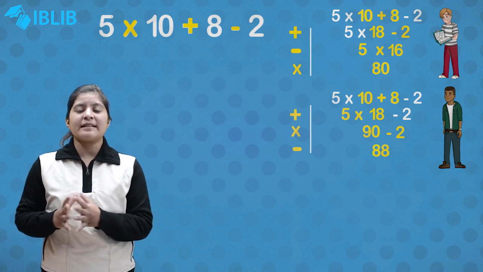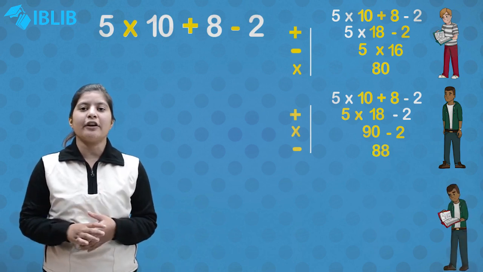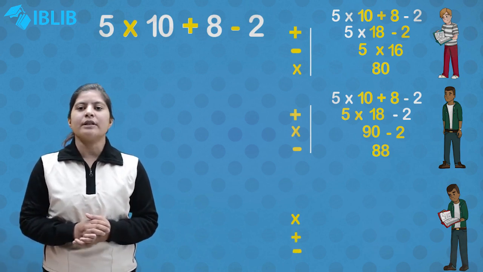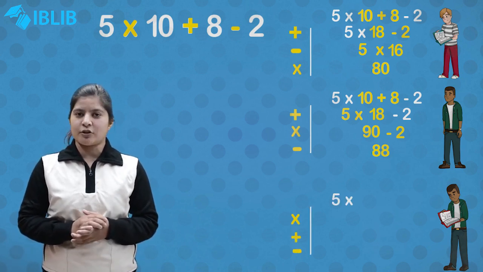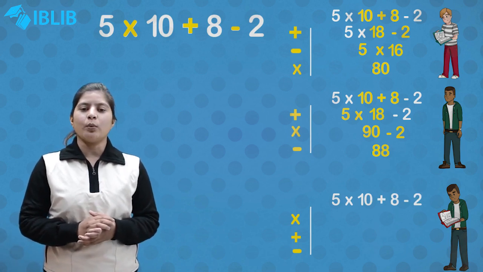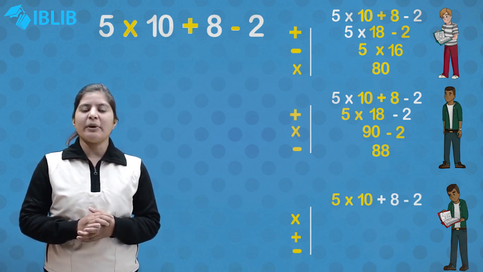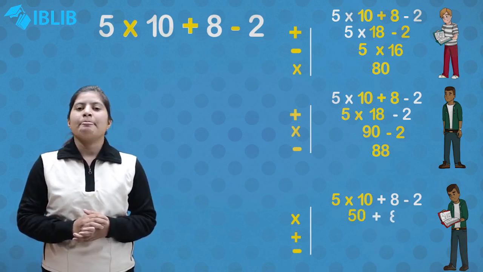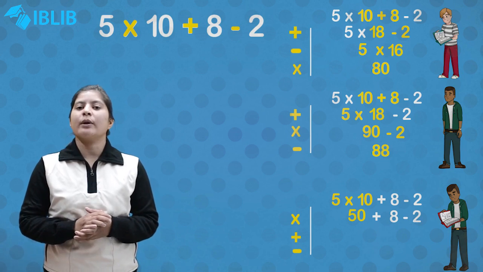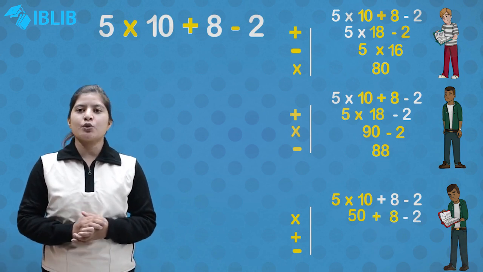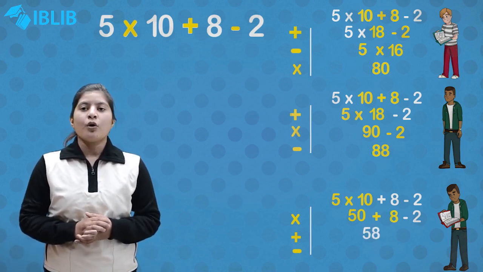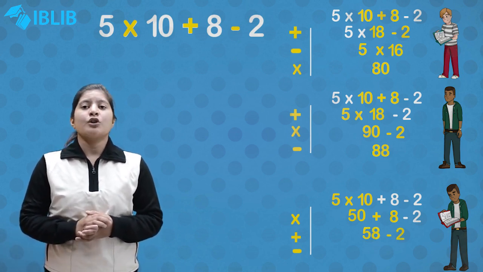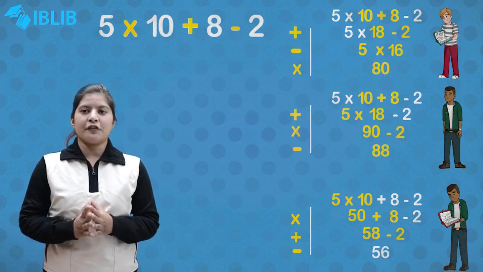Now, another friend says that he will do differently from what you both have done. He will perform multiplication first, then addition and then subtraction. So, 5 into 10 will give 50 and he will copy down the remaining part as it is. Now, he will perform addition. That is 50 plus 8 will give 58 and minus 2 will be copied down. Now 58 minus 2 is 56. So the answer he gets is 56.